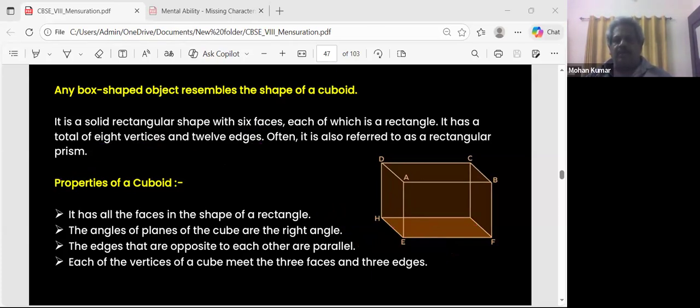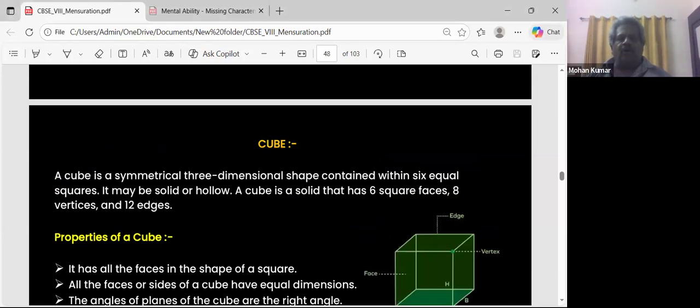Next, we have the next one. We'll go for the cube. A cube is a symmetrical 3-dimensional shape with 6 equal squares. Remember, we have 6 equal squares. That means it has 6 faces. That is 6 square faces, 8 vertices, and 12 edges. See, it is also given as the same, but with the condition: 6 square faces, 8 vertices, and 12 edges.